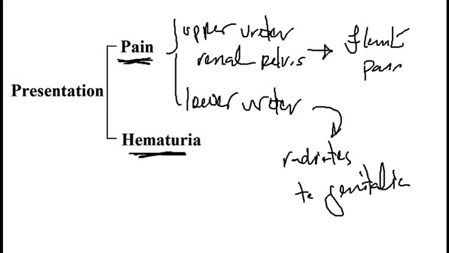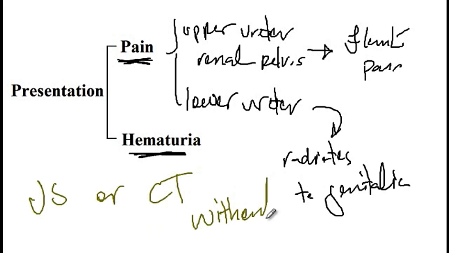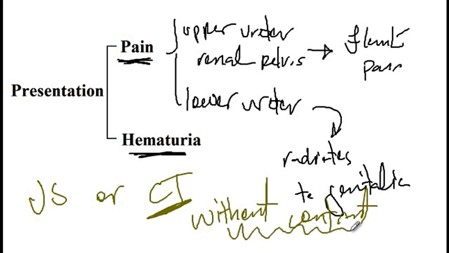For the diagnosis of these patients, you can use ultrasound or CT scan of the abdomen without contrast dye. If you give these patients contrast dye, the contrast dye will cover the stone and you won't be able to see the stone anymore. So once you're doing a CT scan of these patients, you must make sure that you do not provide contrast dye.